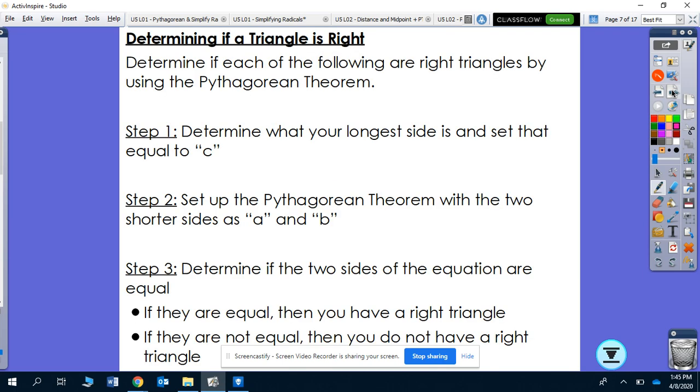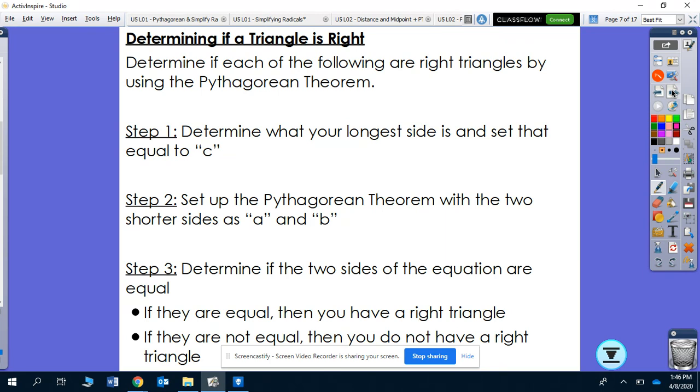So the next component that you've kind of never done before is to determine whether something is a right triangle or not. In this particular case, you're going to be given all the sides of a triangle. You're not going to be asked to find one. You're just going to be given all of them, and you have to prove whether it's a right triangle or not. So it's a relatively easy process, but the only mistake is to plug the numbers into the wrong places.